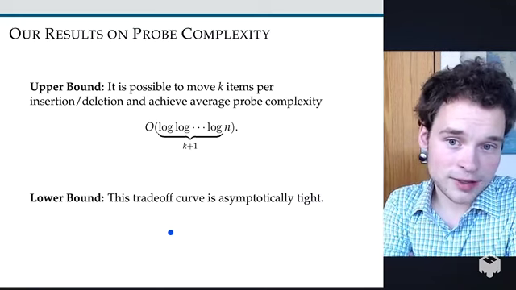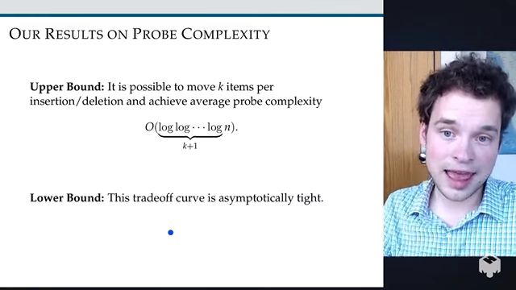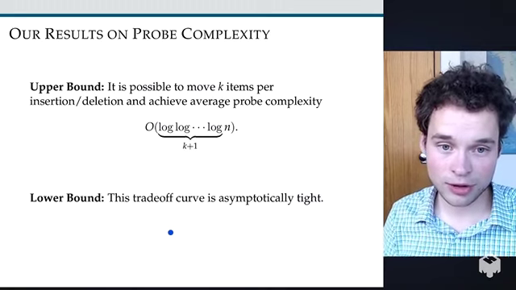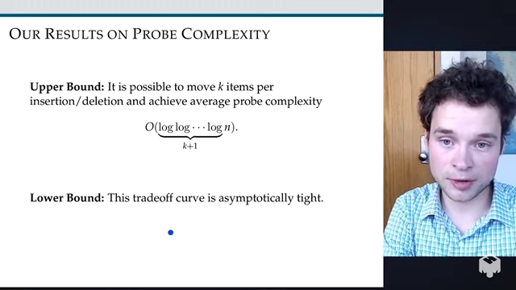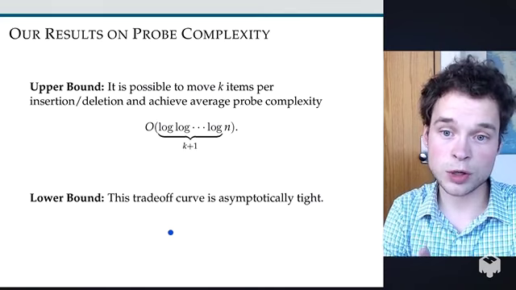And as a consequence of this lower bound, we also conclude that any augmented open addressed hash table has to waste at least the same number of bits per key asymptotically as we waste in our data structure.